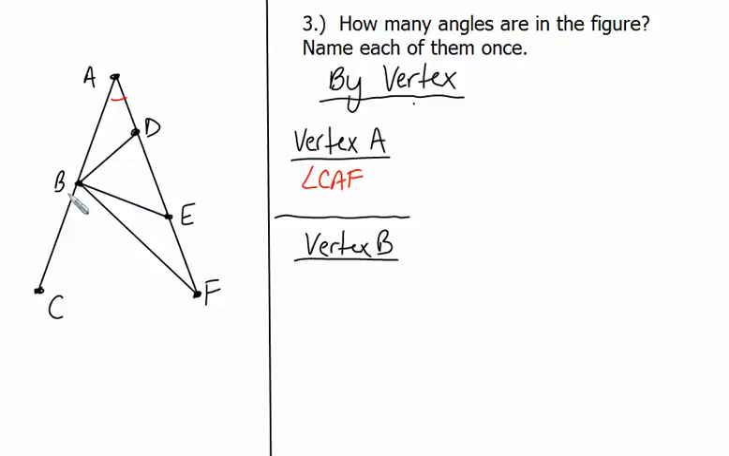I'm going to start with the small angles, and notice I'm highlighting them here in red. There appear to be 4 of those smaller angles. So I'm going to start with angle CBF, and then we have angle FBE, followed by angle EBD, and finally angle DBA.